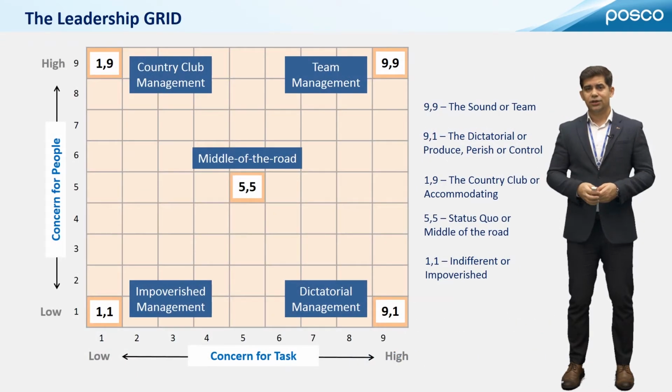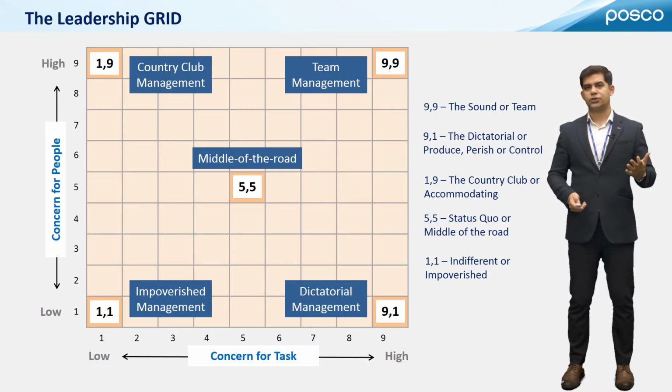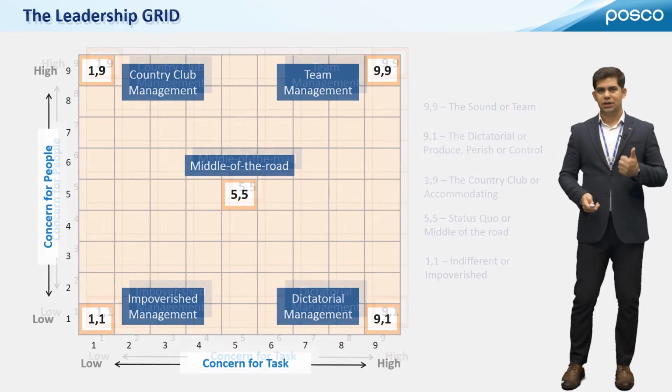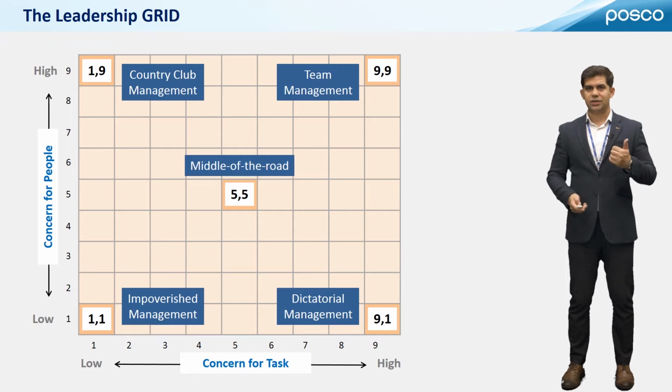And they place different leaders on these boxes depending on their high or low interest in the concern for people and high or low interest in the concern for production or task. And it's very beautifully presented. So in the next few minutes, I will talk about each leadership style that they spoke about.